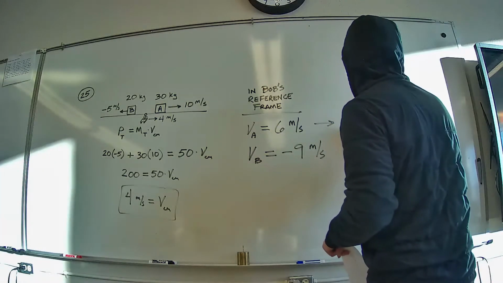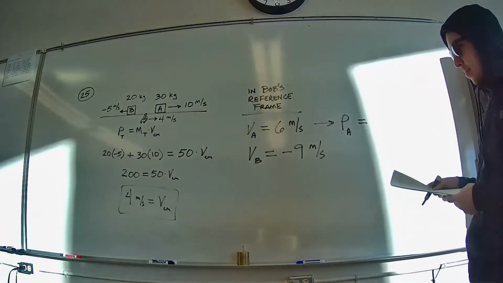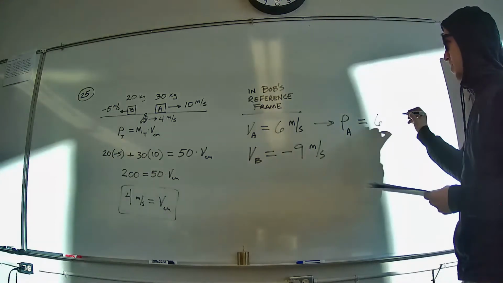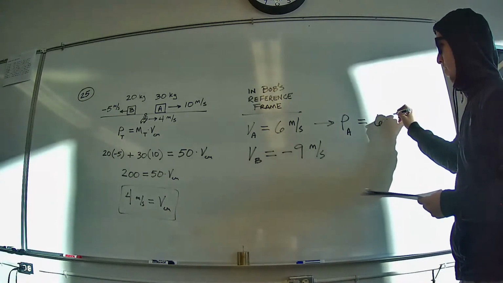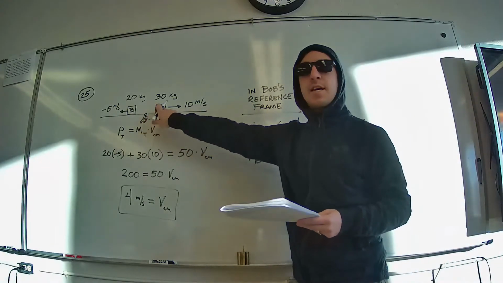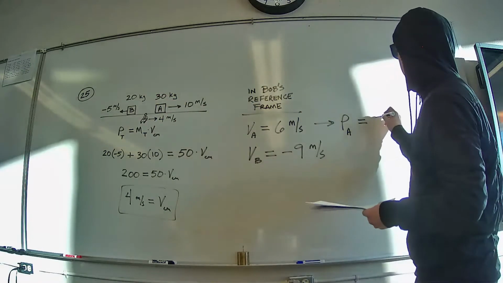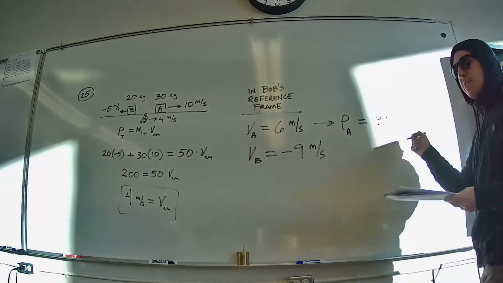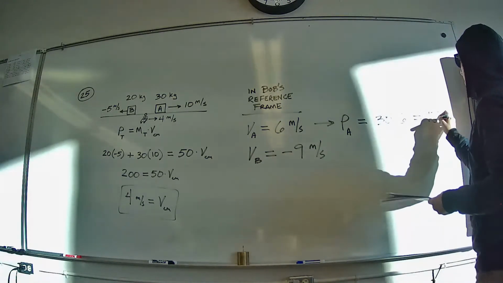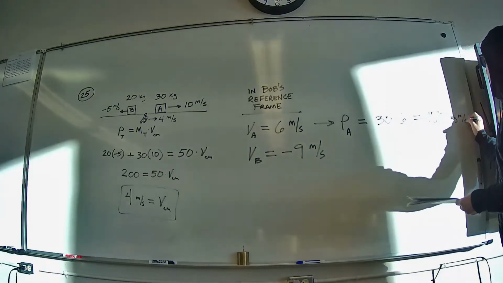What is the momentum of block A from Bob's perspective? Mass times velocity. Bob's just an observer. He's going to look at block A and multiply A's mass times velocity. So A's mass is 30. And what's block A's velocity from Bob's perspective? 6. So what's the momentum? 180 kilogram meters per second.